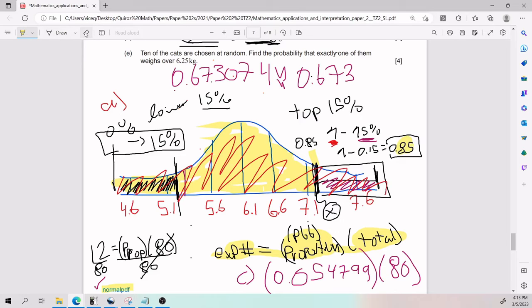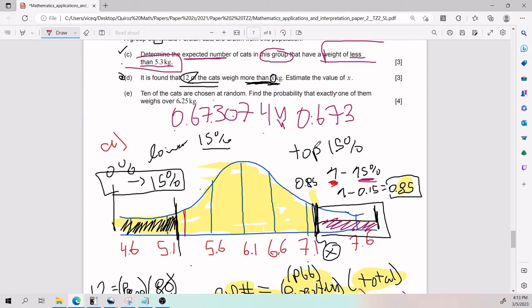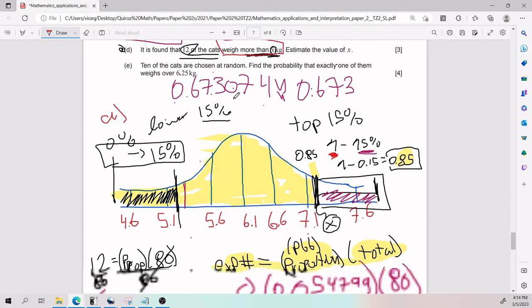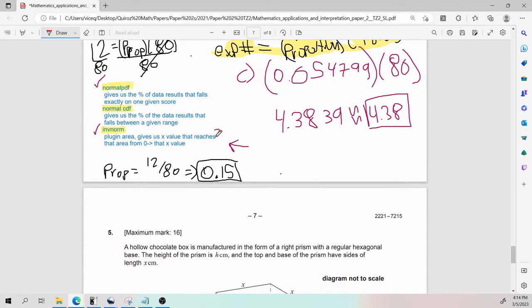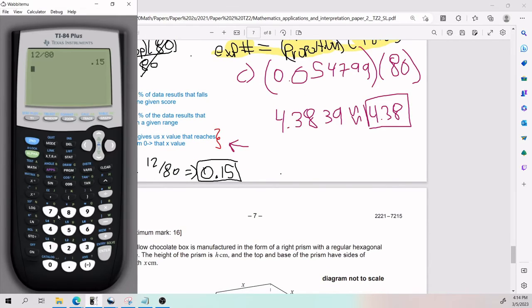All right, so color coded, it's a little bit messy, but I hope you got the intuition. Point is, everything in yellow is 85, see? And that is the amount of area you need in order to reach the cats that weigh more than X kilograms. Now, what the hell is X more specifically? Well, that's when we use inverse normal. As you see, inverse normal is asking for an area.